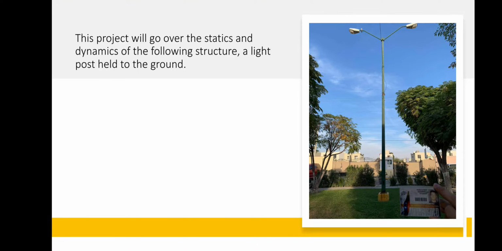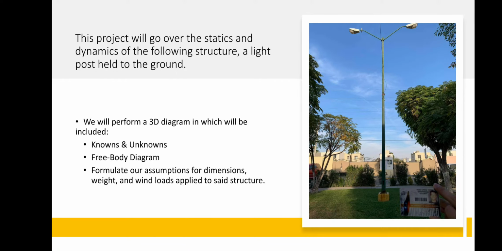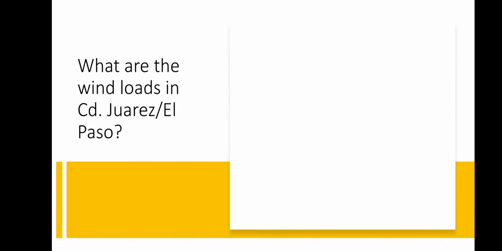This project will go over the statics and dynamics of the following structure: a light post held to the ground. We will perform a 3D diagram which will include the knowns and unknowns, the free body diagram, and we will also formulate our assumptions for dimensions, weight, and wind loads applied to said structure.